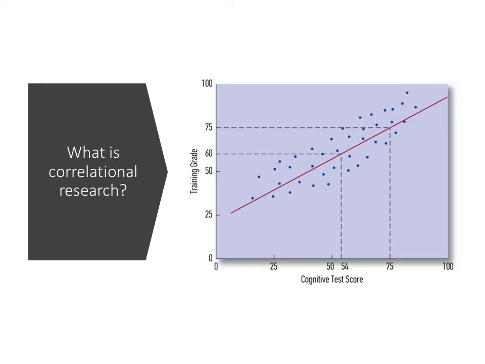Each one of the dots in this scatter plot is an individual person's data. We can tell by looking at the graph that people who score 25 on the cognitive test tend to score anywhere between 25 and 50 in the training program. But people who score higher on the cognitive test, say a 75, tend to do better in the training program and score a 75 in the training program as well.